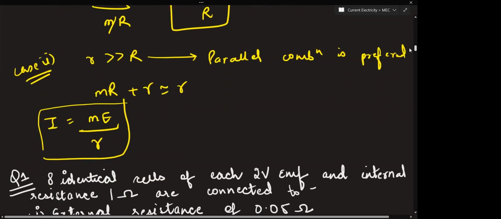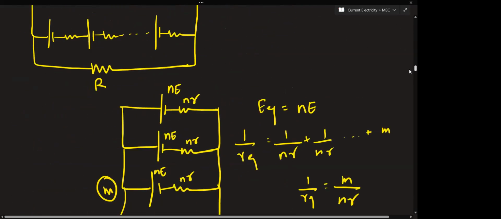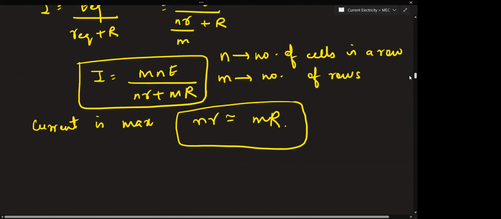Then you have small r, which is much greater than capital R. Here you are getting mE by r. Something is getting multiplied to E by r. So hence we prefer parallel combination so as to get more current. And then at the last we had seen mixed grouping, where m represented the number of rows and n represented the number of cells.